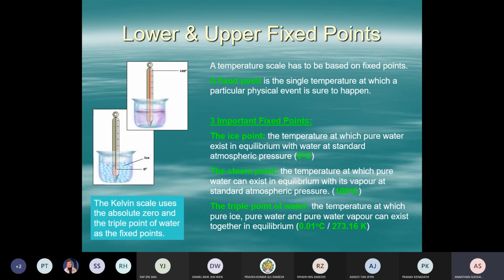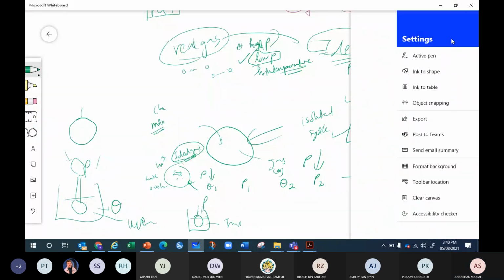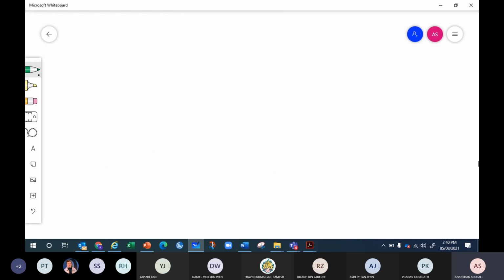Okay. Let me teach you now how to use the thermodynamic scale to calculate temperature. Let's say you go to a clinic. The doctor wants to measure your body temperature, and he wants to use the thermodynamic scale. You don't want to use the centigrade scale. The centigrade scale is just the thermometer. So you want to use the thermodynamic scale to measure your temperature. So what should you do?